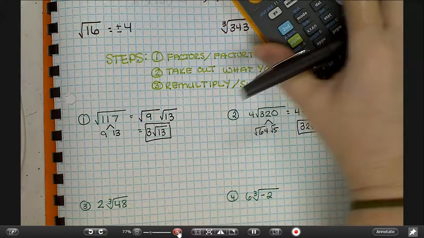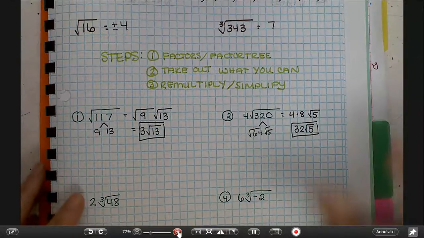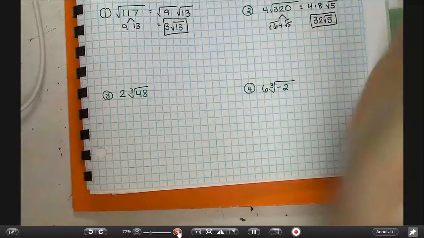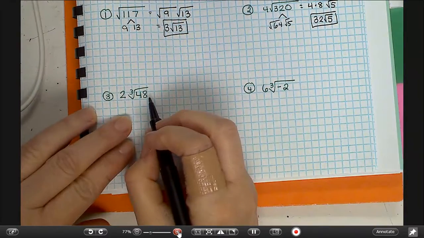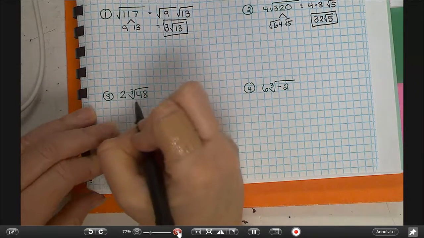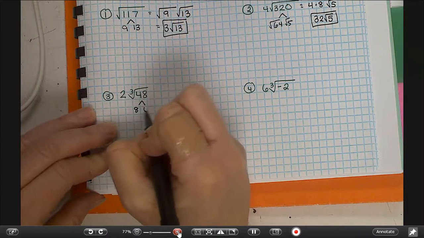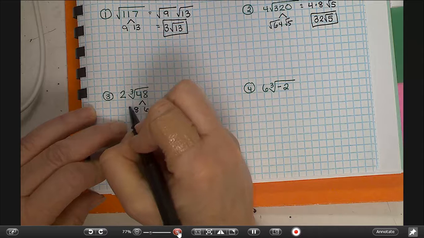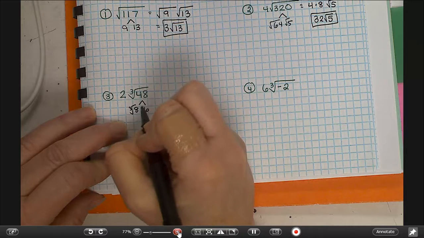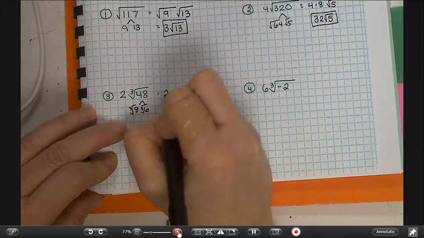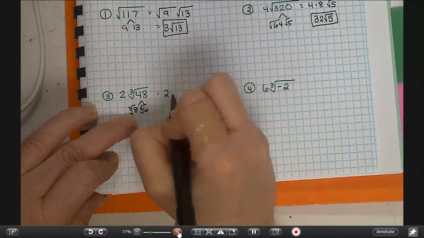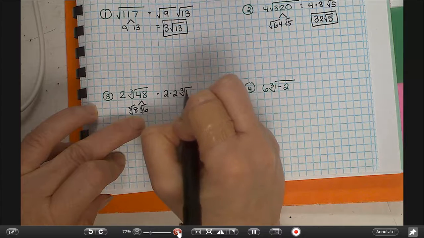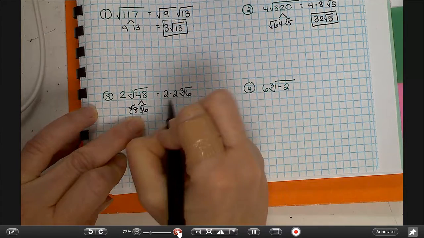Now this next one is a cube root. So we need to make sure that we have a perfect cube that we're dividing by. Well, 48 is divisible by 8. So in my head, I'm going like this. 8 times 6 is perfect. And now I'm going to take the cube root of each. So we have 2. The cube root of 8 is 2. And then we have left the cube root of 6. And then we're going to multiply these 2's.